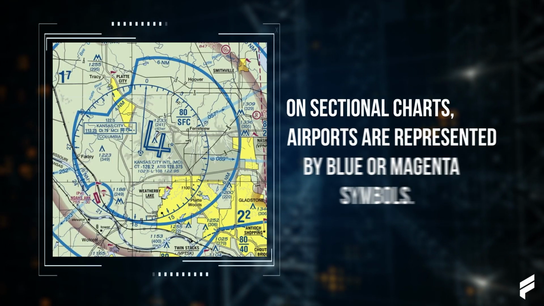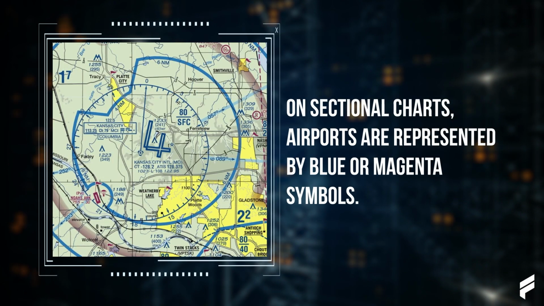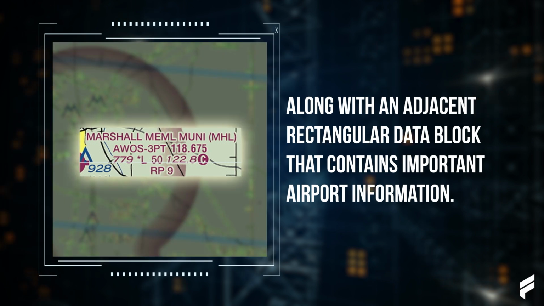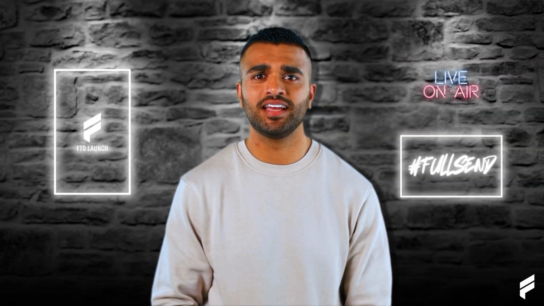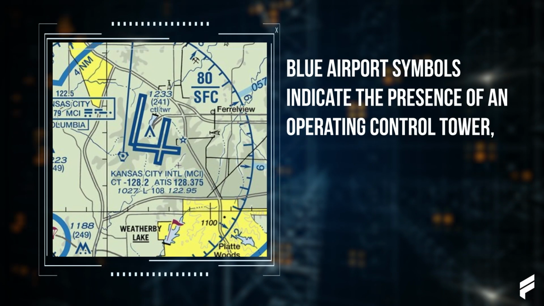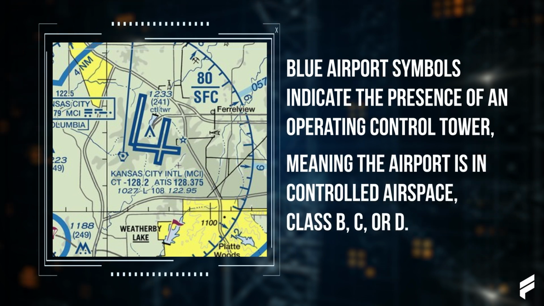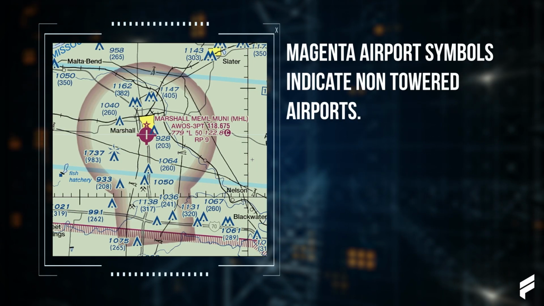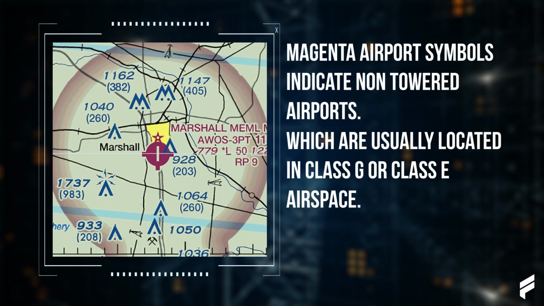On sectional charts, airports are represented by blue or magenta symbols along with an adjacent rectangular data block that contains important airport information. The color of the airport symbol provides a quick indication of whether the airport is controlled or uncontrolled. Blue airport symbols indicate the presence of an operating control tower, meaning the airport is in controlled airspace, Class B, C, or D. Magenta airport symbols indicate non-towered airports, which are usually located in Class G or Class E airspace.